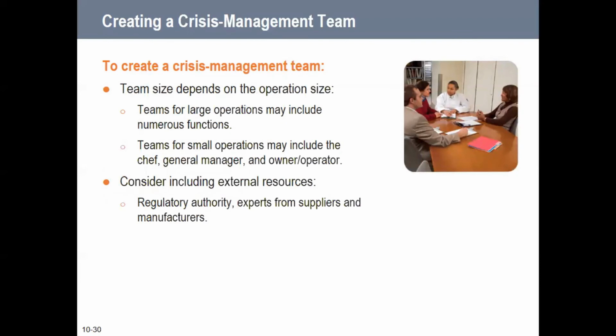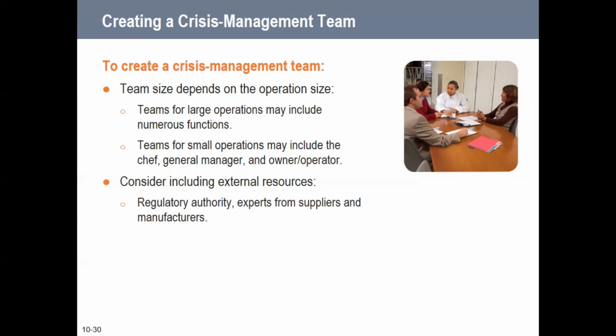So what we typically look at is we create a crisis management team. These are people that are going to be the go-to if a crisis happens. Now, the size of this team is going to depend on the operation. In a huge operation, you're going to have a lot of different crisis management team members because you have to have them for different areas. If you're in a smaller operation, it might just be, as you see here, the chef, the general manager, the owner operator, maybe the front of the house manager. It's just that management team that is there.